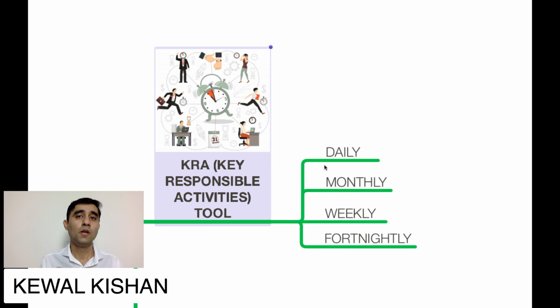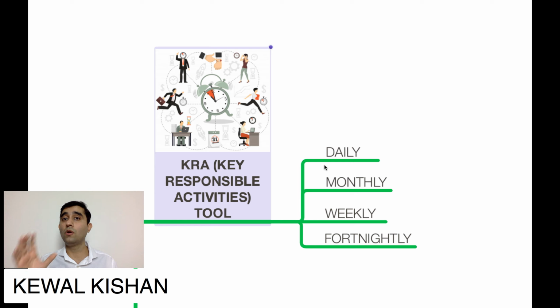Now what do you need to do? You need to have a Google Sheet based tool where you define your employees list, and their daily, weekly, monthly and fortnightly tasks, and there is technology available through which your employees will get to see their tasks on a daily basis. And when they click on the checkbox that they have completed it, you automatically get a report on your mobile that they have completed the work.